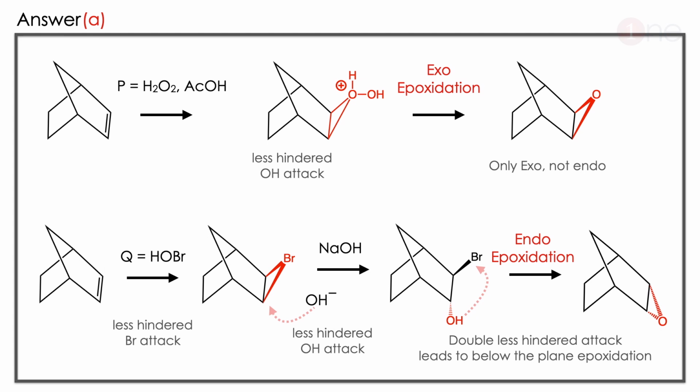Here you have to know two things. One is that exo epoxidation is favored by plain hydrogen peroxide, and endo epoxidation is favored by the double step with hypobromous acid and base.